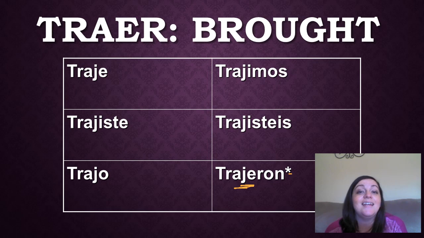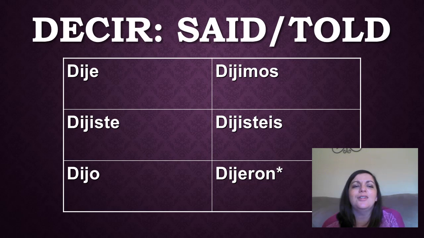Then you have decir. This one you see a lot. You talk about, oh, so-and-so told me this, or they told me that, or you said this. So it goes to dije, dijiste, dijo, dijimos, dijeron. Notice that the I's gone here as well. So there's a random J in there, the E goes to an I, it's all kind of weird. These are the ones that you're gonna have to study their spell changes. That's what this whole video is about, irregular preterites.